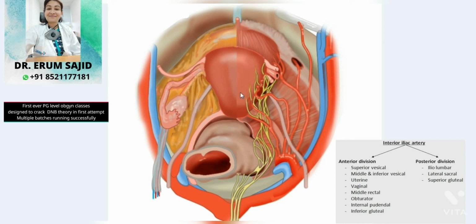Then comes obturator, internal pudendal and inferior gluteal arteries. They're all branches of the anterior division. I can't show all of them here because they're not shown properly, but you've got to remember these things. If you want, any anatomy book will tell you which are the anterior divisions. If you want, I can also post it, or my students will get it anyway. And it's there in any of the books, the anterior branches of the internal iliac artery.